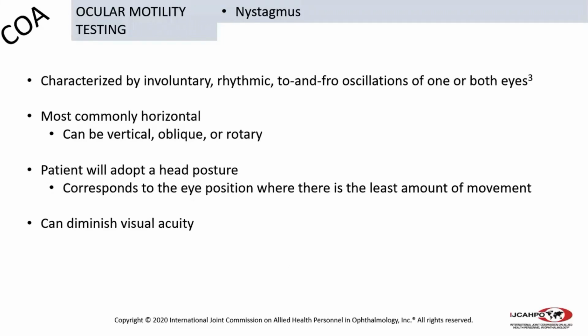Nystagmus is characterized by involuntary rhythmic to-and-fro oscillations of one or both eyes. Most commonly, nystagmus is horizontal. However, it can be vertical, oblique, or rotary. Patients will often adopt a head posture to correspond to the eye position where there's the least amount of movement. Nystagmus can also diminish visual acuity.